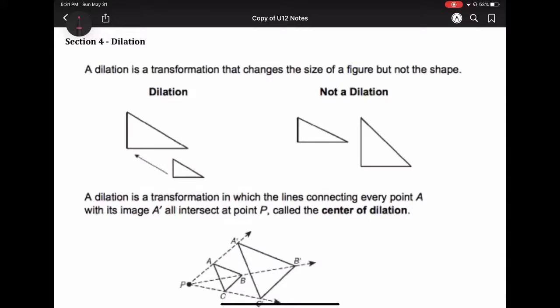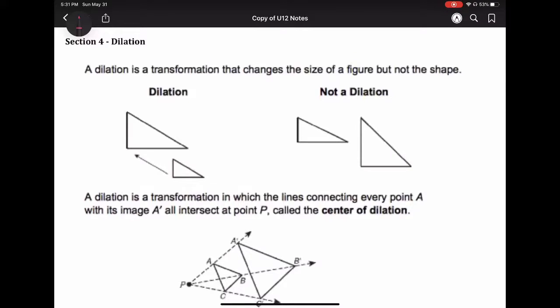Today we're talking about dilations. We have talked about this before, so this whole lesson is review, but it never hurts to get a good refresher on something that you often use, whether you realize it or not.